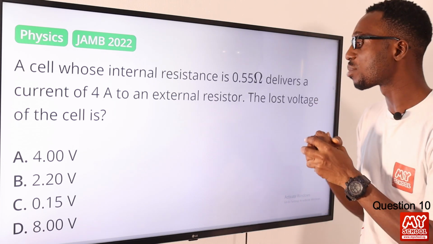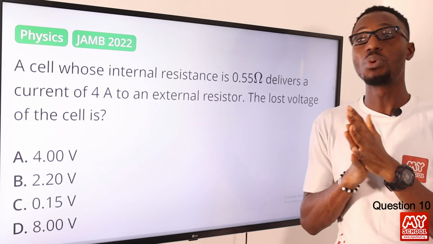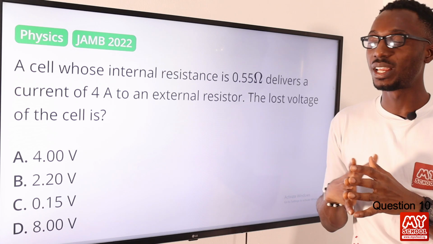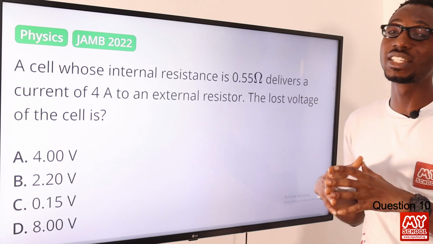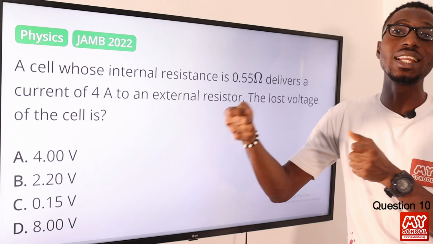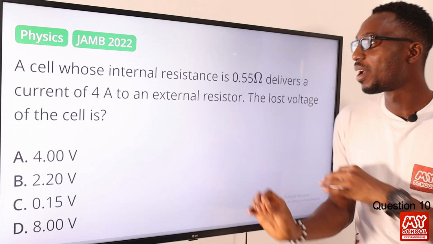When you look at the concept of lost voltage, you want to recall EMF and terminal PD. For the lost voltage, the formula that you require is just your I, which is your current, times the internal resistance. That is the small r, and that's what we have here.